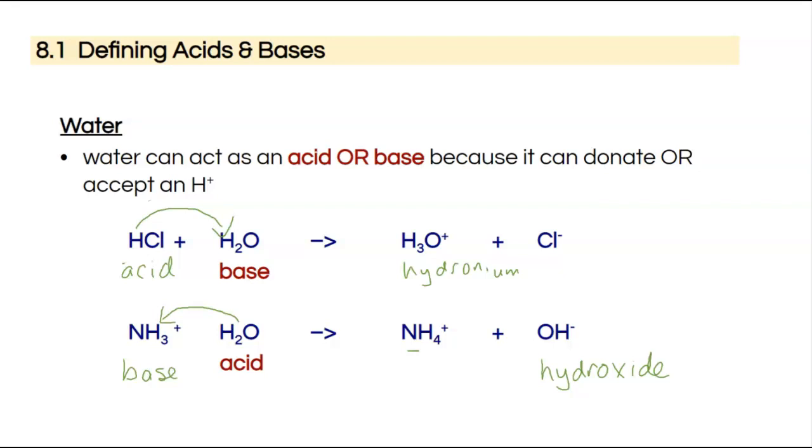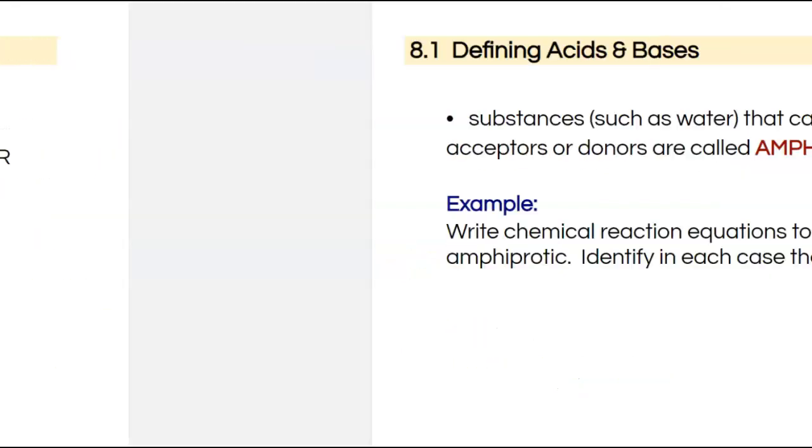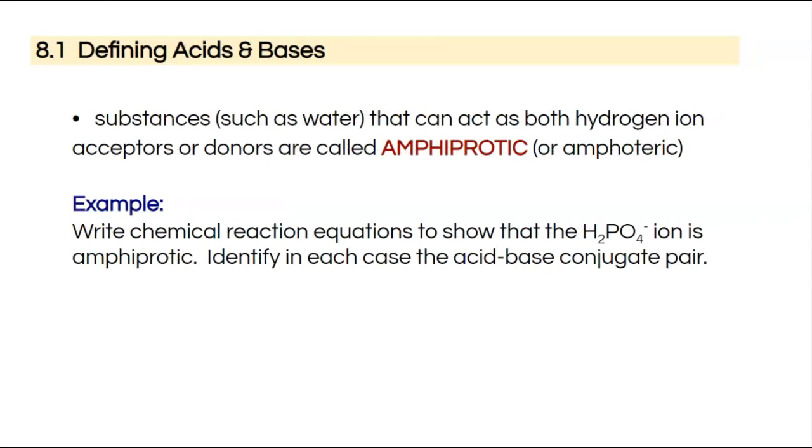So there are substances like water that can both donate and accept protons. And I'm wondering if any of you remember what we call such species. Well, one term that we use is amphiprotic, sometimes amphoteric. Let's break down that word. Amphi is a prefix that means dual or both. Think of amphibian, both land and water. So amphiprotic means it can both accept and donate a proton.